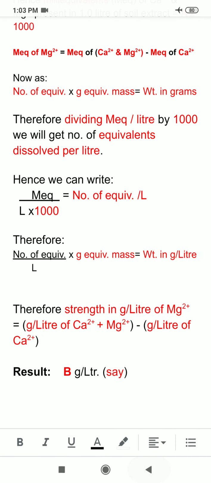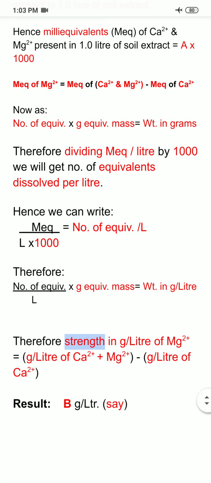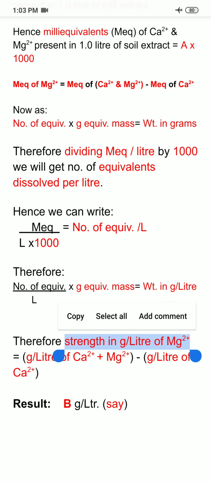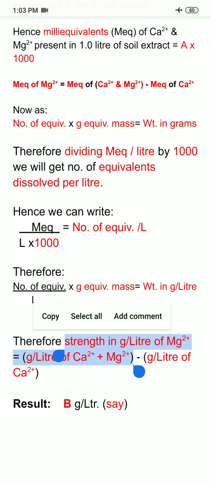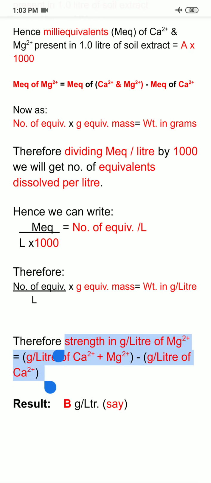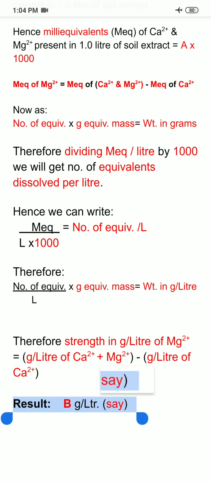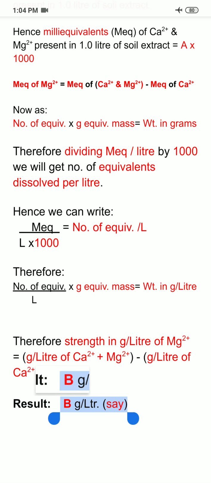So the strength in grams per liter of magnesium will be equal to the difference of the strength of calcium and magnesium ions minus the strength of calcium ions per liter. Suppose this difference comes out to be equal to capital B, so our result will be B grams per liter, say. So this is how you can calculate the amount of magnesium ions present in the soil.